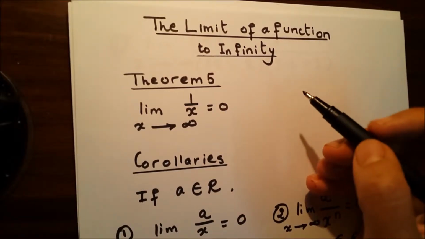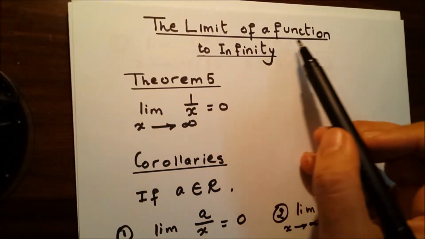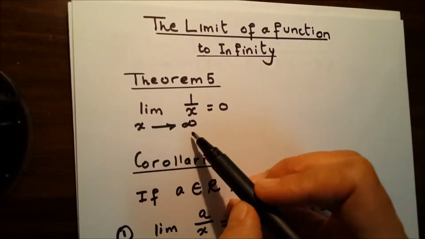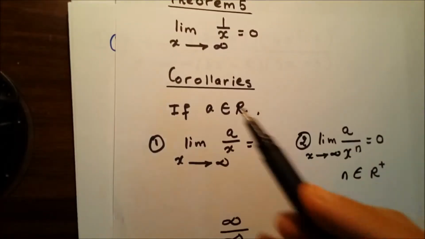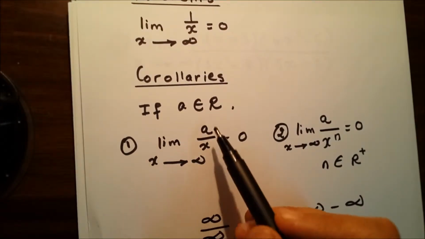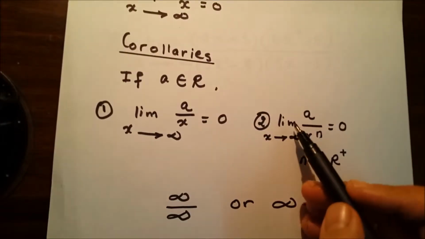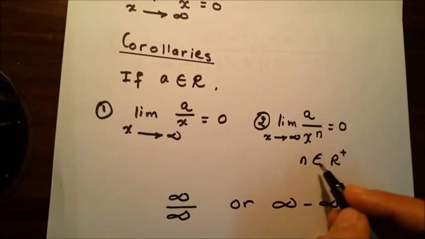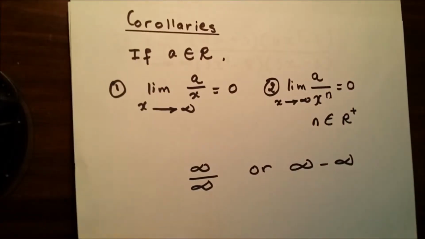Now we're going to discuss more ideas and more examples on the limit of a function to infinity. Theorem 5, where the limit as x tends to infinity of 1 over x is equal to 0, and the limit as x tends to infinity of a over x is 0, and the limit as x tends to infinity of a over x to the power n is 0, where n is positive.